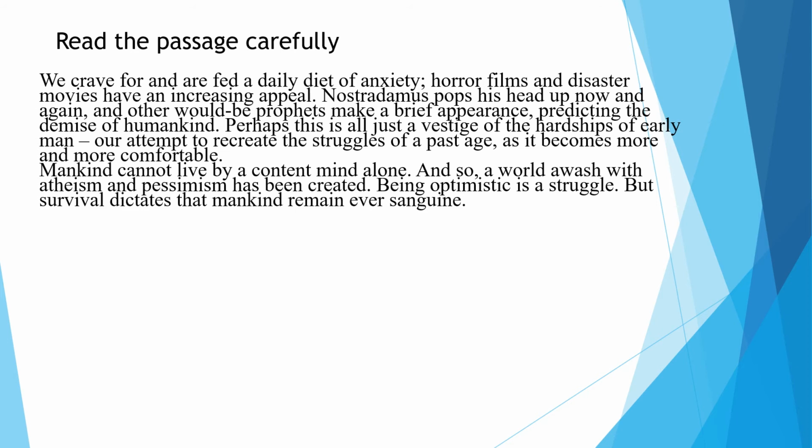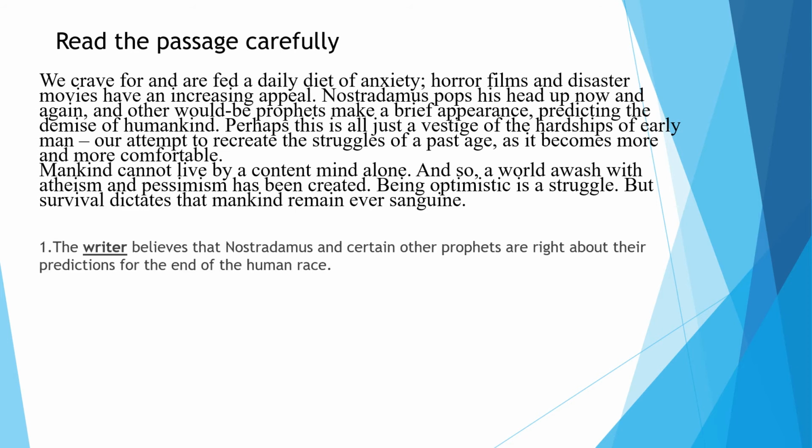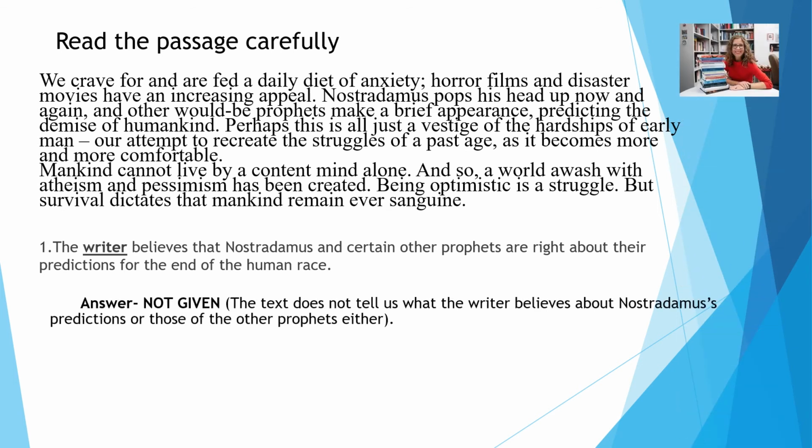Now let's look at the next passage. Now this passage is about Nostradamus. So here the sentence is, the writer believes that Nostradamus and certain other prophets are right about their predictions for the end of the human race. So I need to really see what the writer believes. Now, the answer is not given, and the reason behind it is that the text does not tell us what the writer believes about Nostradamus' predictions or those of the other prophets either.